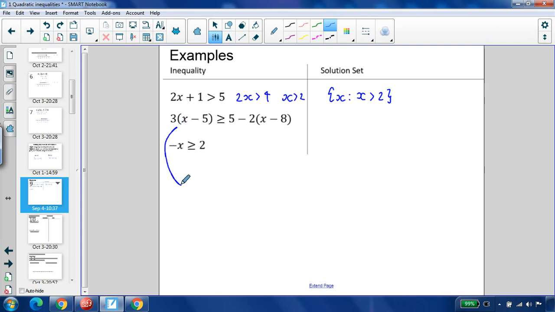For the second one, I'm going to go to the bottom for a bit of space because I've got to expand both sides. So expanding the left, I'll have 3x minus 15 is greater than or equal to 5 minus 2x plus 16. Then let's add 2x to both sides.